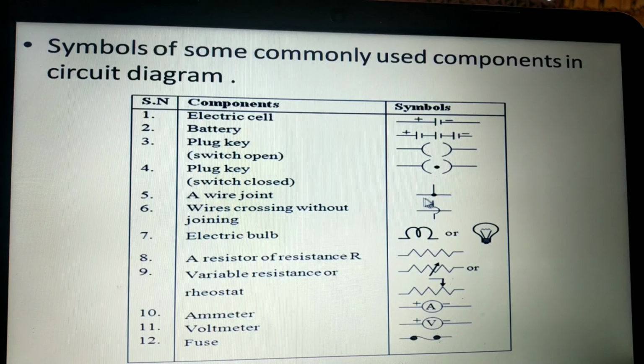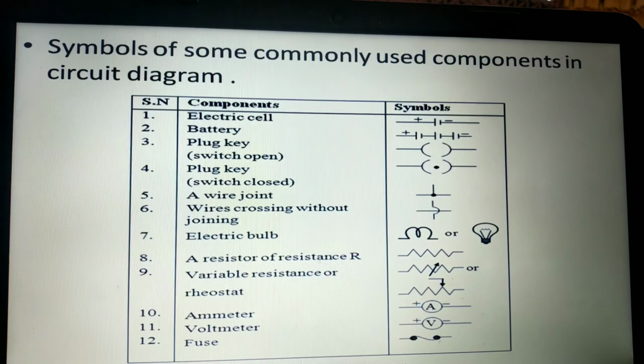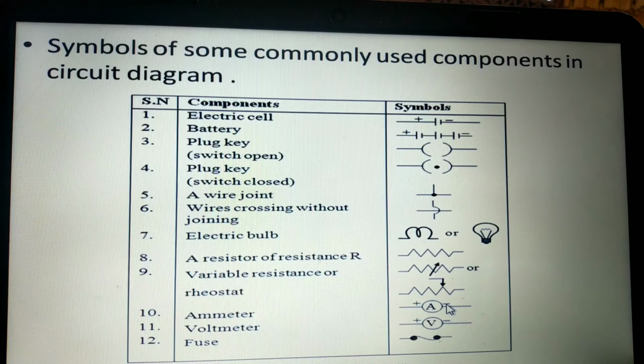Now the fifth one is the wire joint, and the sixth one is the crossing without joining. The seventh diagram is of a bulb. When we require a bulb, we can draw this diagram, or otherwise we can also draw this diagram. The eighth one is a resistor of resistance R. The ninth one is the rheostat, or variable resistance. The tenth one is the ammeter. This is the positive terminal of the ammeter and this one is the negative terminal. Now this eleventh one is the voltmeter. This is the positive terminal of the voltmeter and this one is the negative terminal. Now the twelfth one is the fuse.